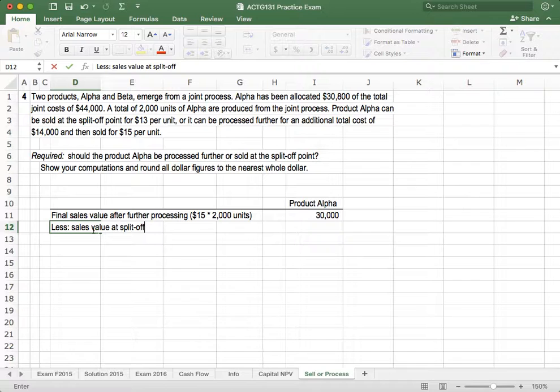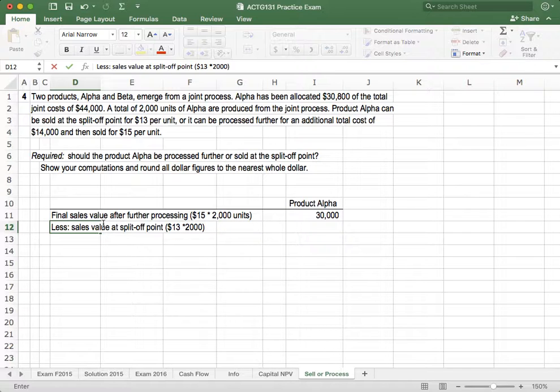So you might be thinking, well, why did they even introduce beta? Well, they want you to know that two products emerge from this process. Is it a trick? I can't really answer that. I don't know what the author's intentions were. So we're going to subtract out the value that we could have gotten if we just stopped at the split off and sold alpha. So this is going to be $13 per unit multiplied by the 2,000 units.